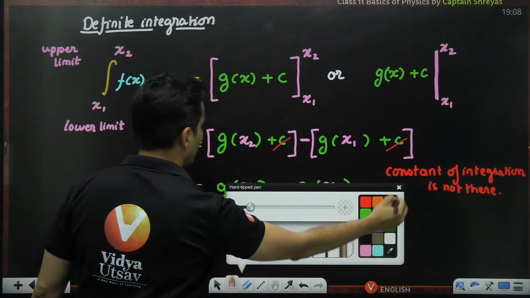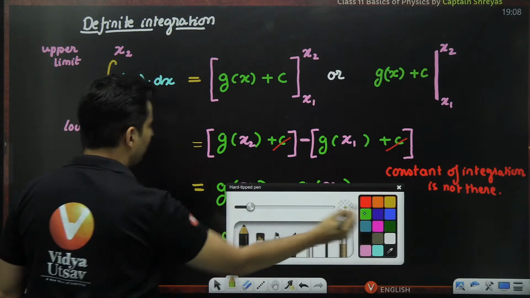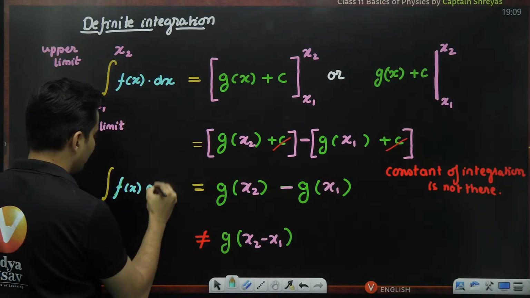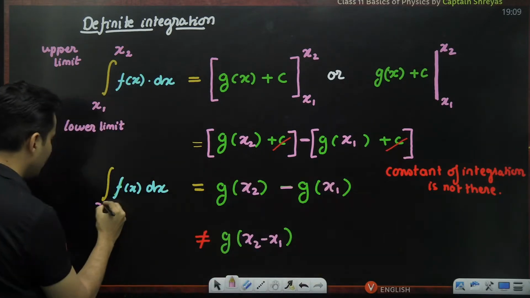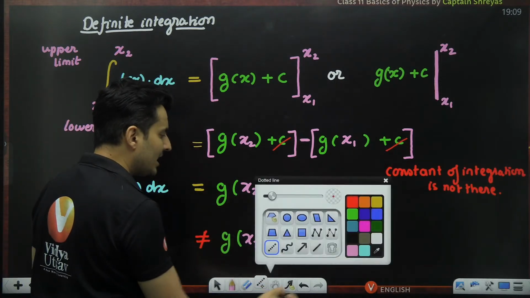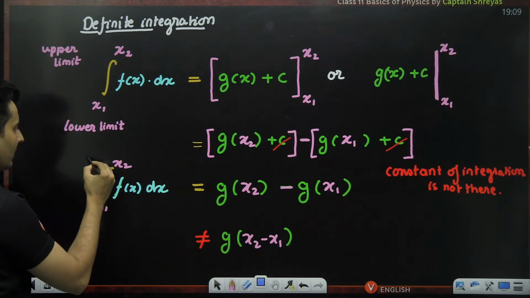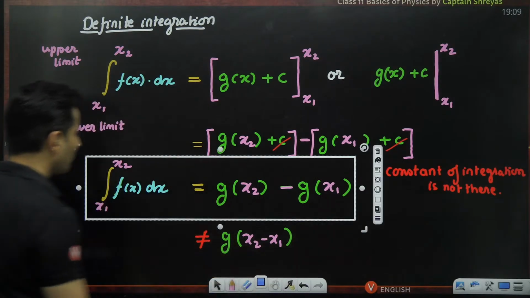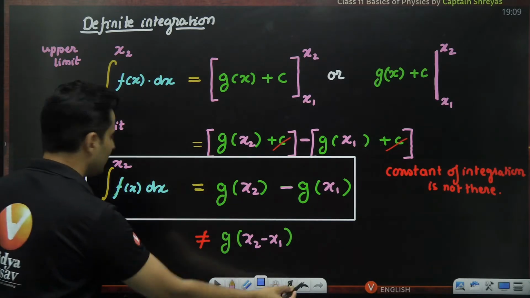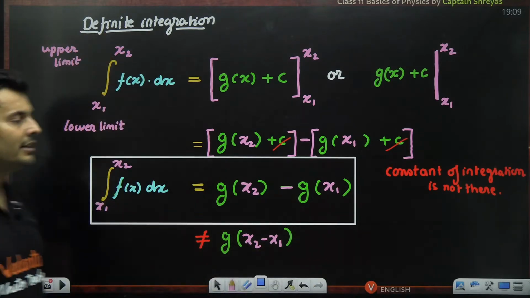Okay. So finally, our answer is as follows. The integration of any function f of x dx from the lower limit x1 to x2 is g of x2 minus g of x1, where g is representing that function whose derivative is f of x. Basically, you can also think of the antiderivative, or just the integration of f of x is g of x. Okay, so this is the formula of definite integration.